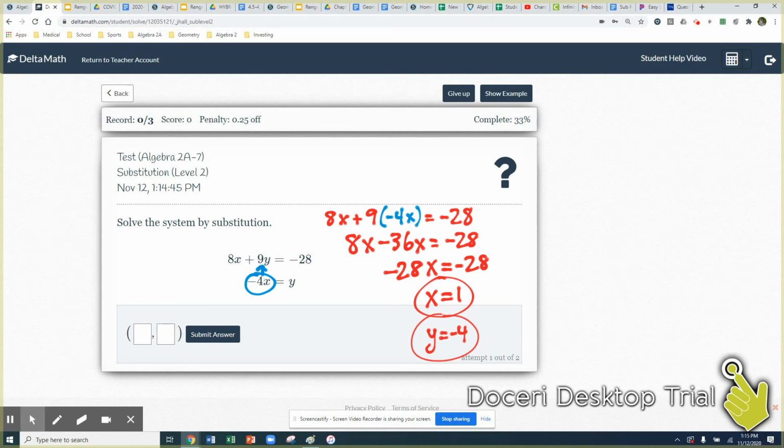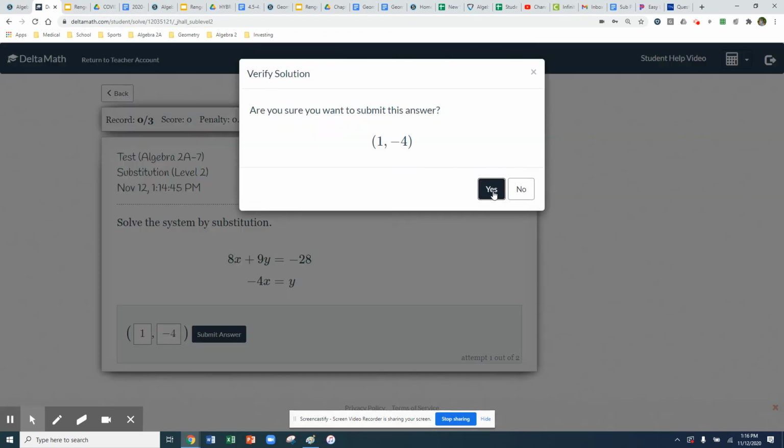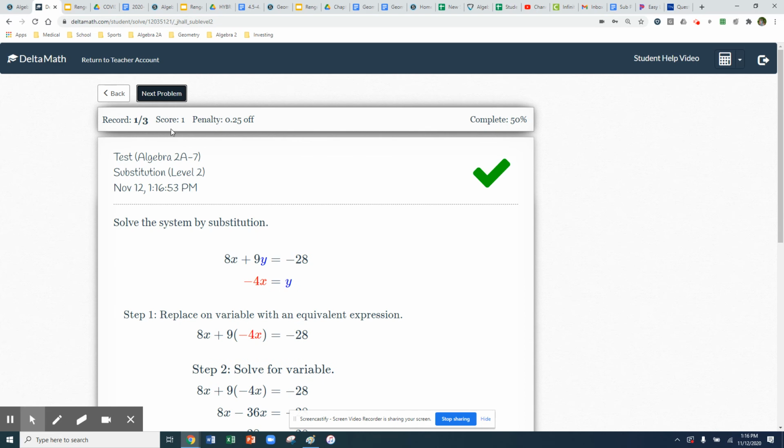Then I'll make sure when I'm putting in my answer, I have to put the x first. So I put in 1 and then negative 4. And there would be my result.